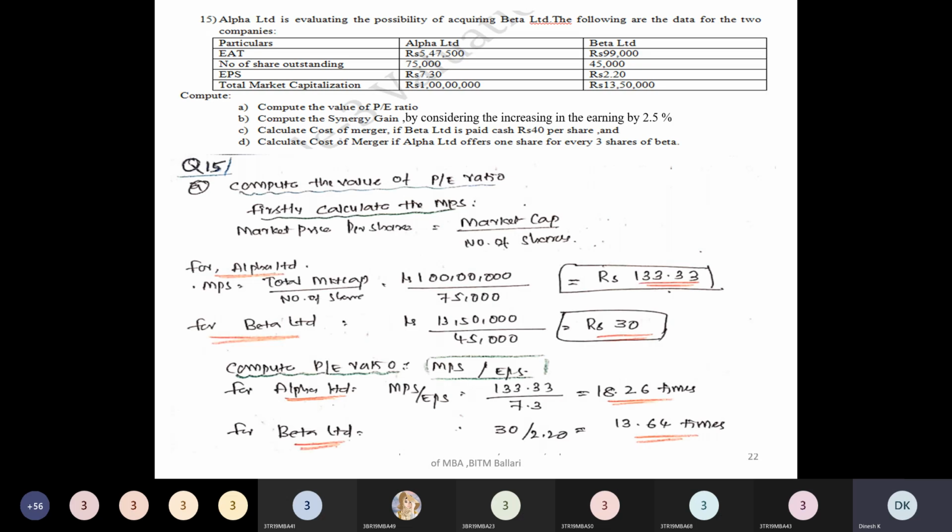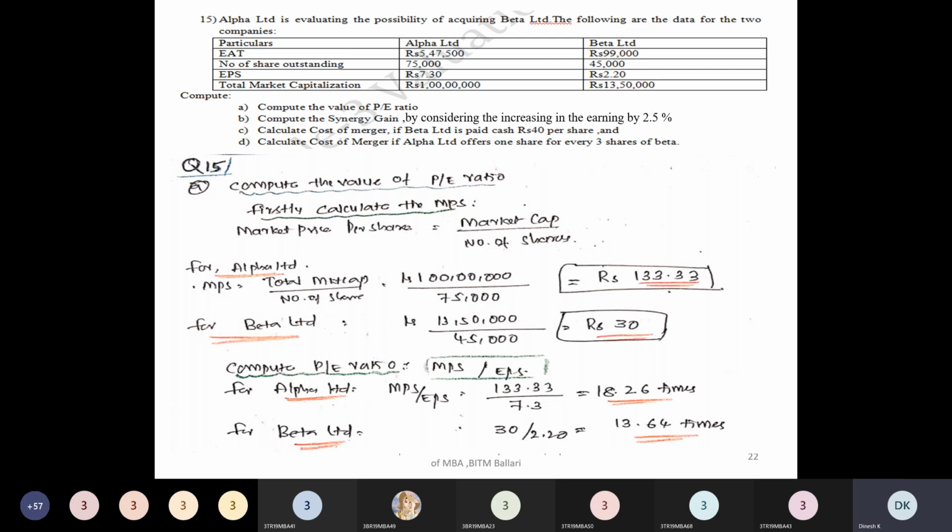We have two companies again: Alpha Limited is evaluating the possibilities of acquiring Beta Limited. So Alpha Limited is the acquiring firm and Beta Limited is the target firm, and following are the data for the two companies. What has been given is earnings after tax, the free cash flows for the firm that we looked into in the previous problem. Earnings after tax is 5,47,500 for the acquiring firm, and for the target firm it is 99,000.